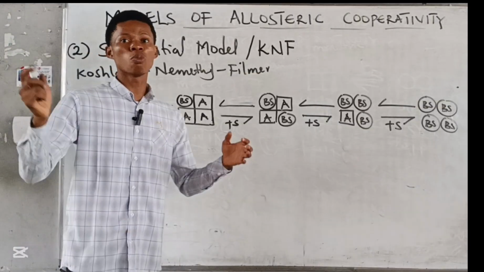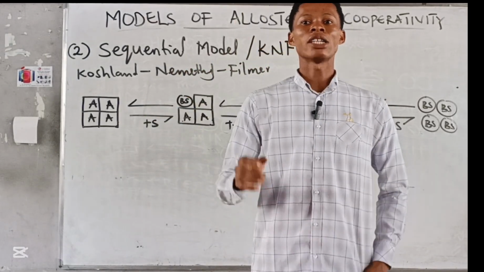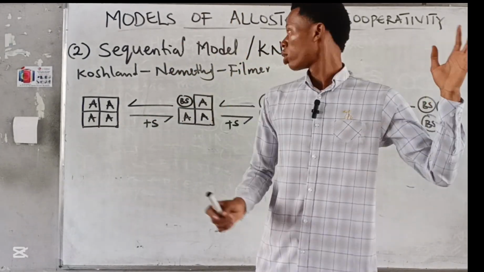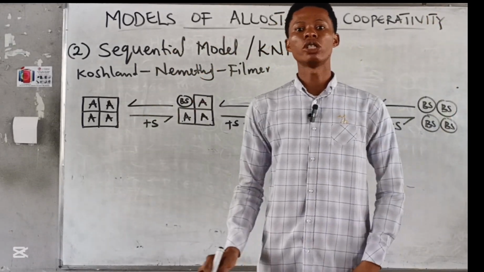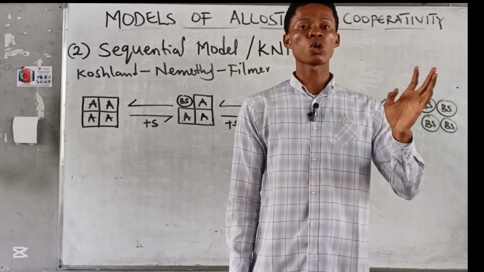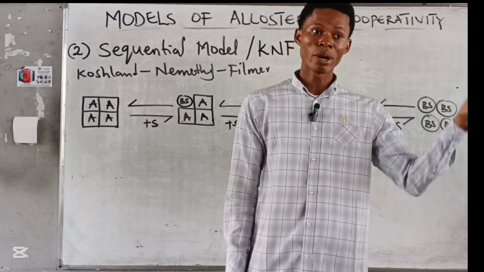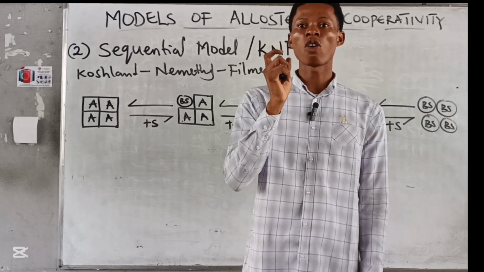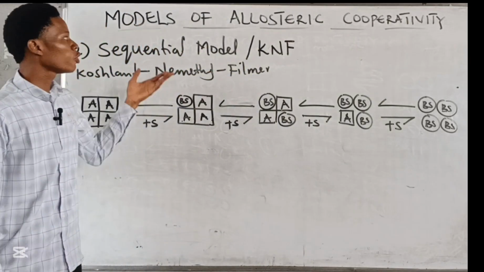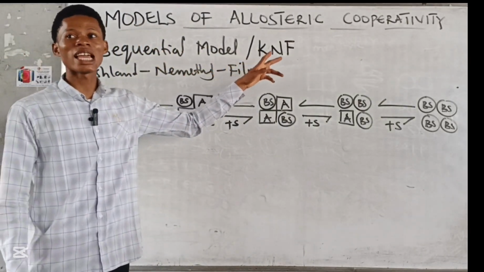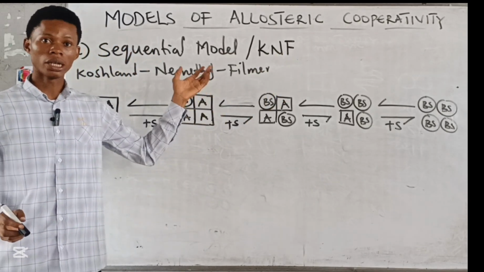Alright, now we've seen the two models of allosteric cooperativity. And the two models are what and what? The concerted model, the first one we looked at, and the sequential model. If you don't call it the concerted model, you also call it the MWC model, right? Or the symmetrical model. Now the second model of allosteric cooperativity is the sequential model. If you don't call it the sequential model, you call it the KNF model. And the KNF represents the names of the persons that brought about this model.